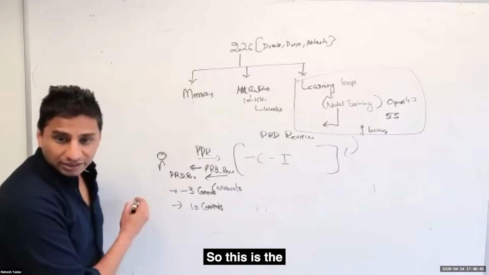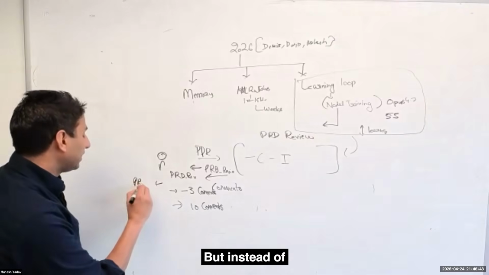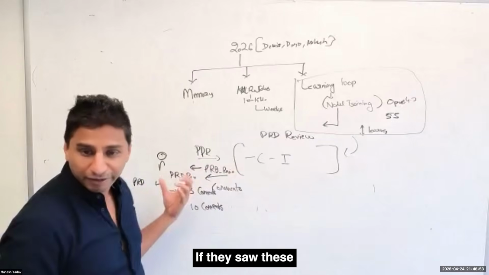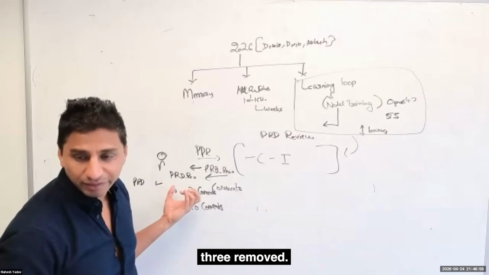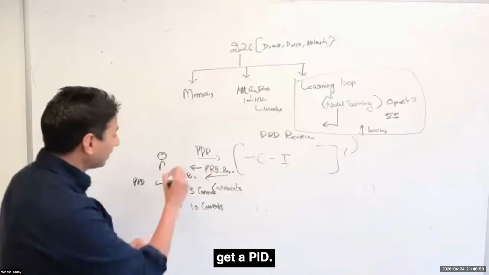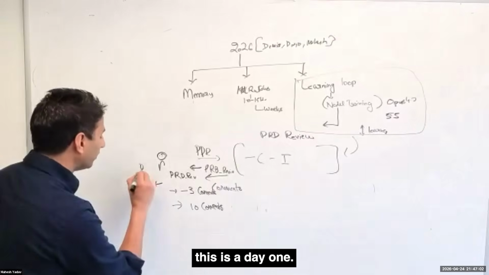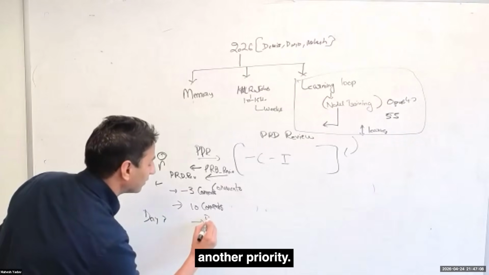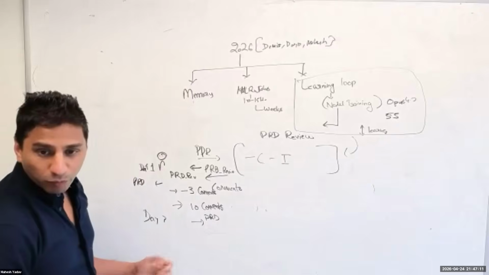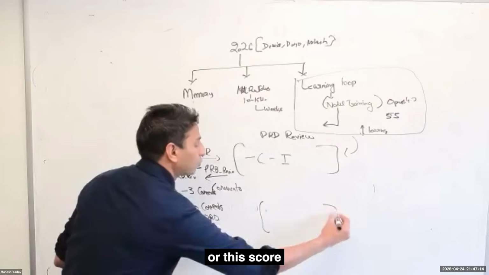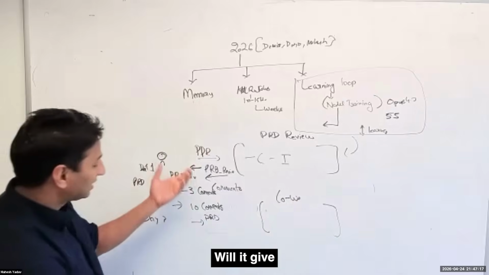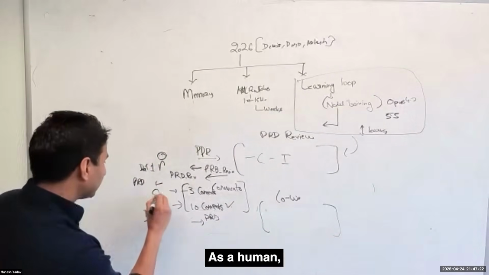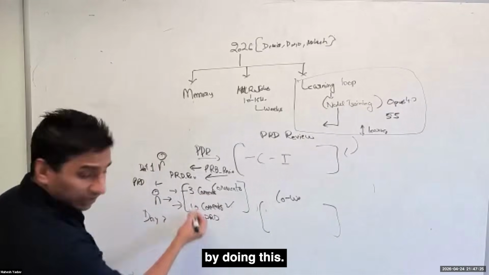Good. So this is the third copy. But instead of this machine, if it had been some human you asked to review this, and they saw these 10 more comments and got these 3 removed, then next time they get a PRD, so this is our day 1, this is day 3, let's say we give another PRD, what do you expect this skill or this Cowork to do? Will it give similar comments, or will it learn from my 10 comments and 3 comments? What value did I add as a human by doing this?